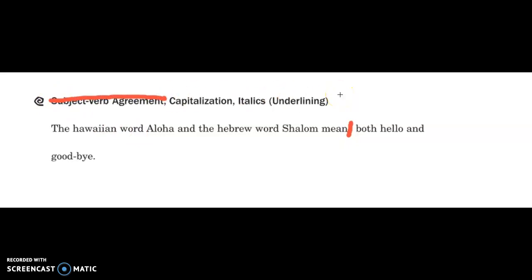Next, I'm going to look at some capitalization errors. So really, the first thing I'm going to look at is whether there are any proper nouns in this sentence. I see two right away. I see Hawaiian and I see Hebrew. Because I know that these are both proper nouns, I know that they both should be capitalized.